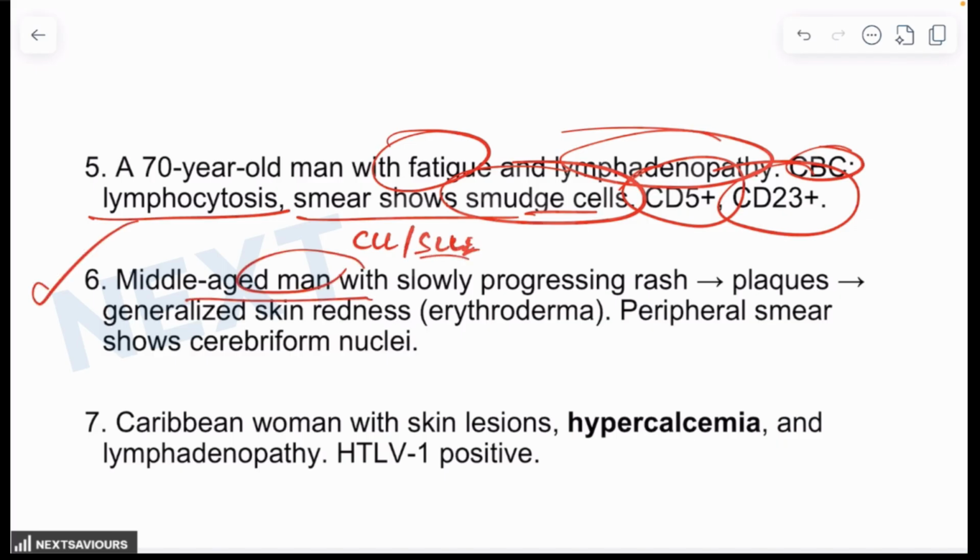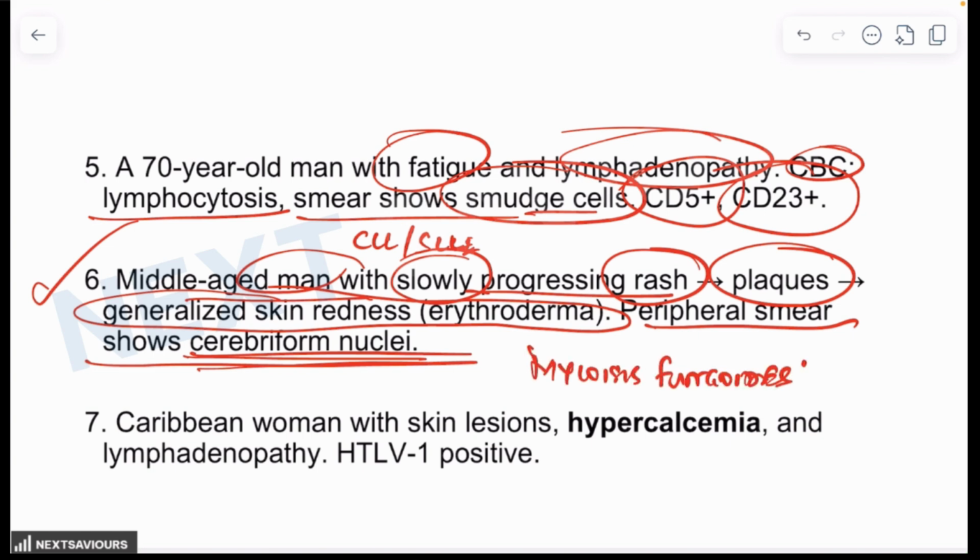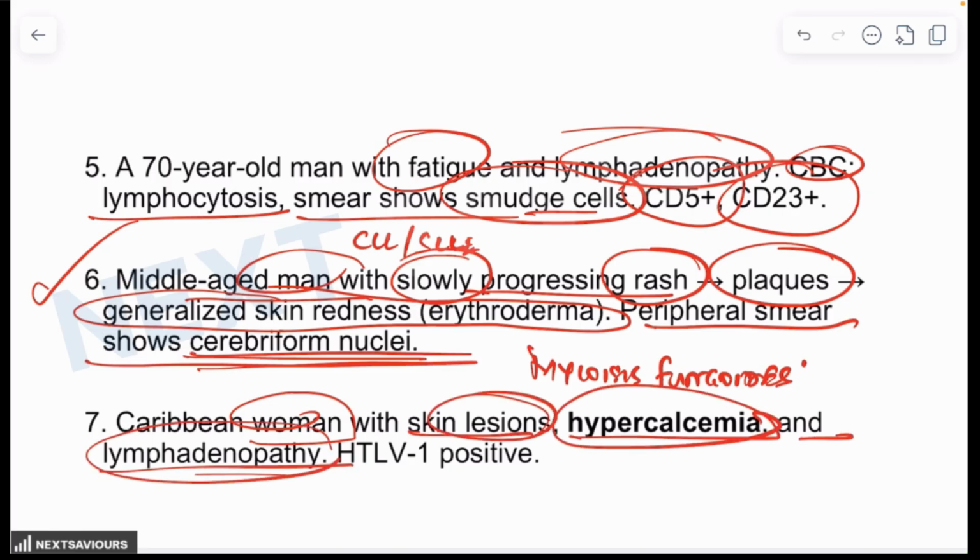A middle-aged man with slowly progressing rash showing plaques with a generalized skin redness, that is erythroderma, and the peripheral smear shows cerebriform nuclei. What else is required for you to make the diagnosis of mycosis fungoides? And then finally, a Caribbean woman with a skin lesion, hypercalcemia, and lymphadenopathy with positivity of HTLV-1. The answer for that question is adult T cell leukemia or lymphoma. So that is the answer for this question, and this is how we have revised it.